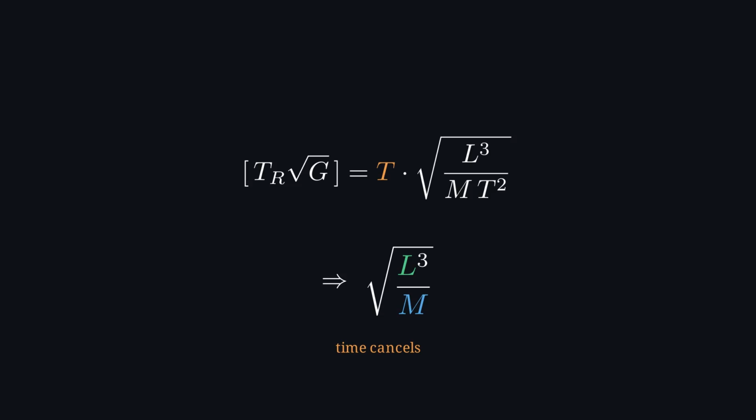Now we rebuild, canceling one dimension at a time. First, let's kill the time. The period has one power of time. And the square root of G carries a stray 1 over time. Multiply them together, and the time vanishes completely. What remains is the square root of length cubed over mass.